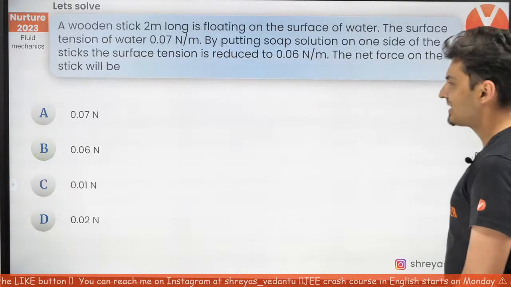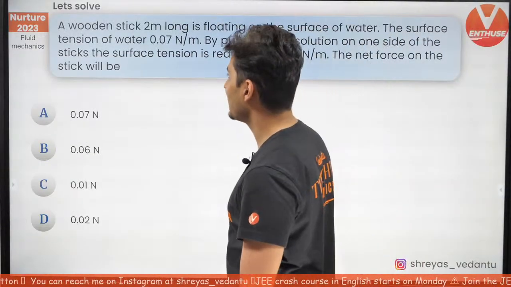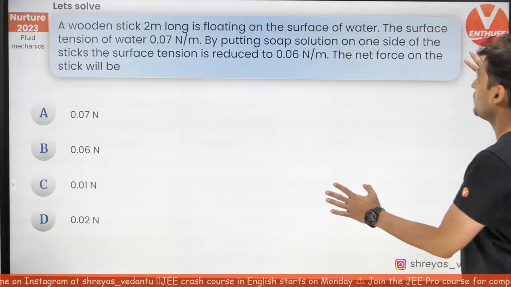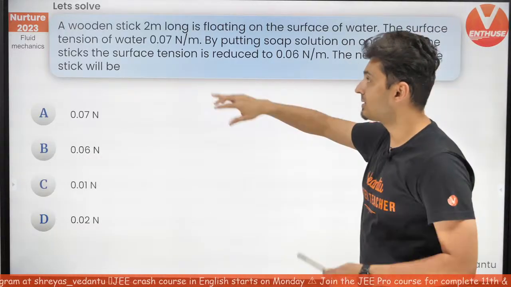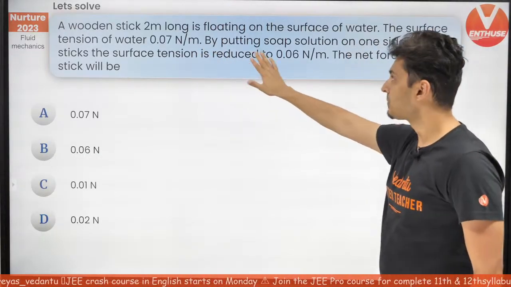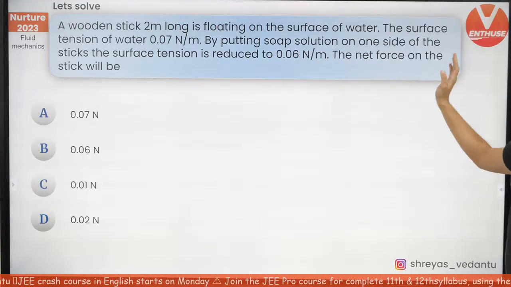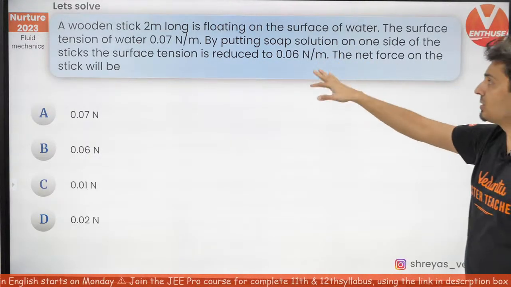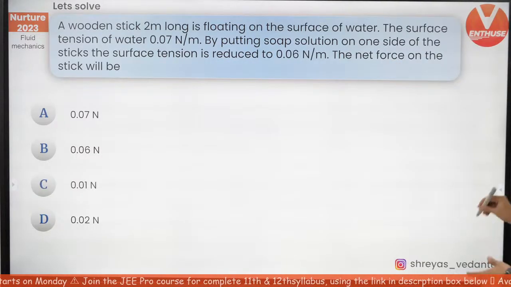So 2SL by G, that's the answer. Moving on to the next question coming up on your screen. There is a wooden stick 2 meters long. It's floating on the surface of water. The surface tension of water is 0.07 Newton per meter. By putting soap solution on one side of the stick, the surface tension reduces to this much. What is the net force on the stick?